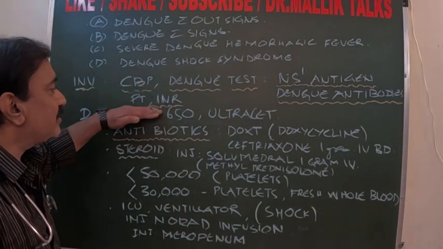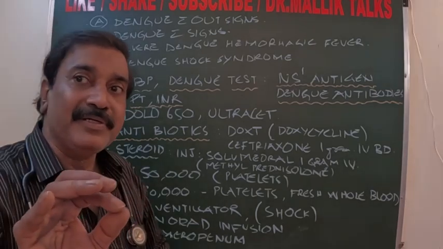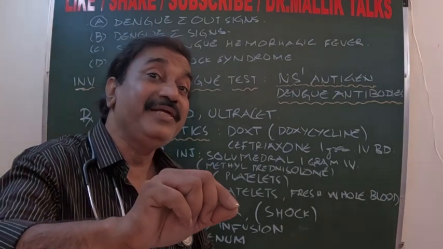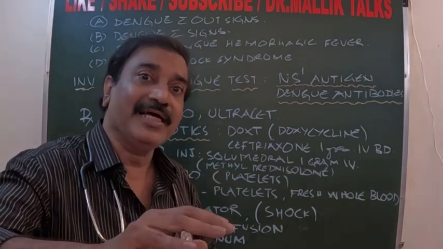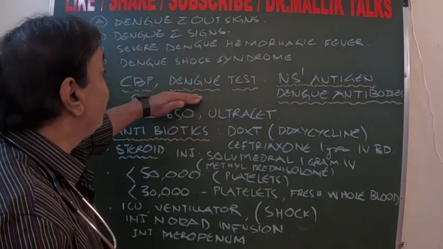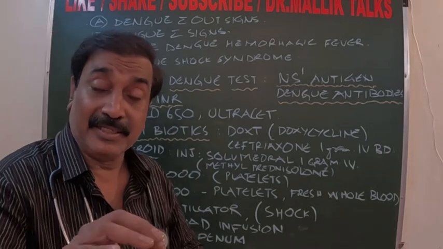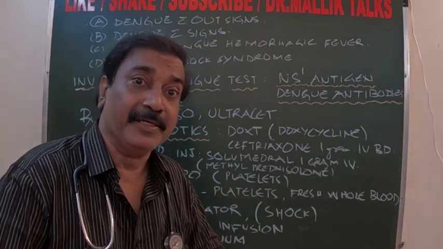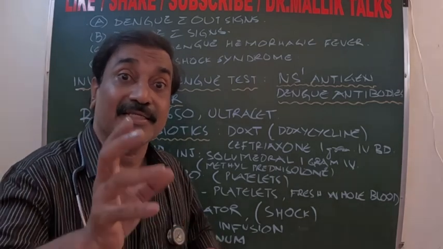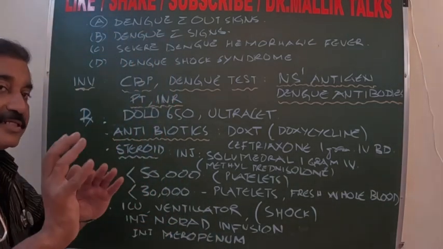The next test is PT-INR, your prothrombin time and INR. This will tell you whether there is any bleeding tendency. If PT is high, if INR is high, you may have a bleeding tendency. If the platelets are low in the CBP, immediate attention should be paid, because then there are chances of bleeding. Next comes the treatment.